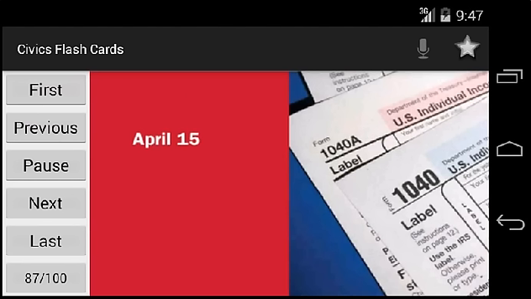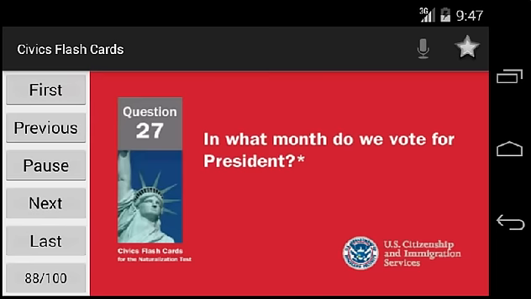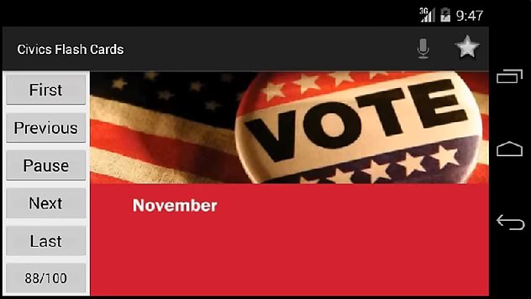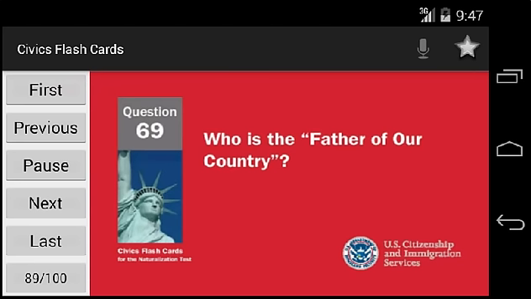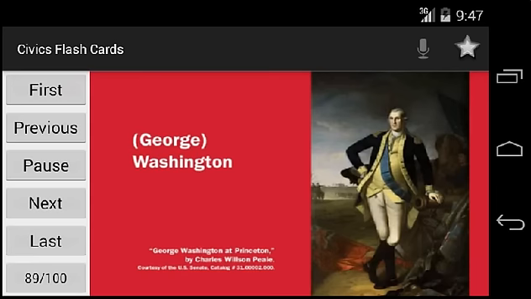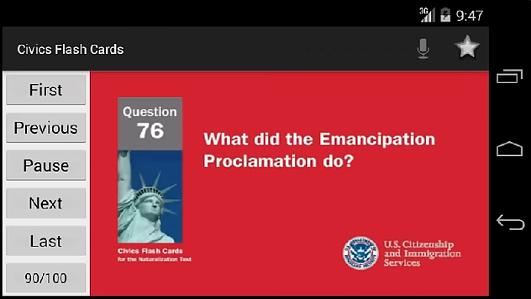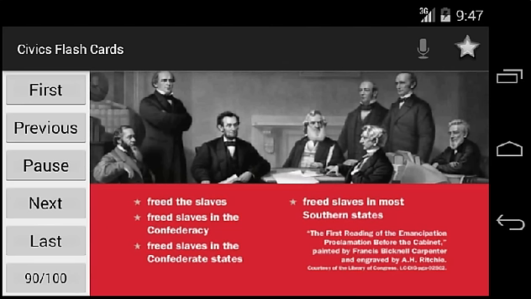April 15th. In what month do we vote for president? November. Who is the father of our country? George Washington. What did the Emancipation Proclamation do? Freed the slaves. Freed slaves in the Confederacy. Freed slaves in the Confederate States. Freed slaves in most southern states.